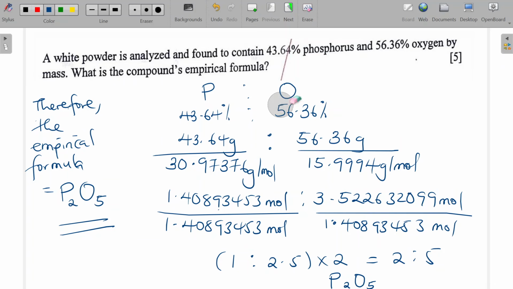Yes, sir. So if you had something like 1.49, this is telling you that it is something like 1.5, right? So if it is 1.5, you multiply by what? You multiply by 2, as a result to give you a 3. So that is one thing you need to note when you're dealing with empirical formula.